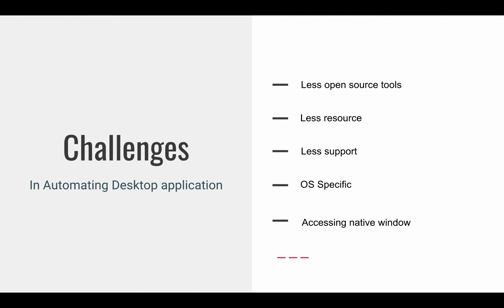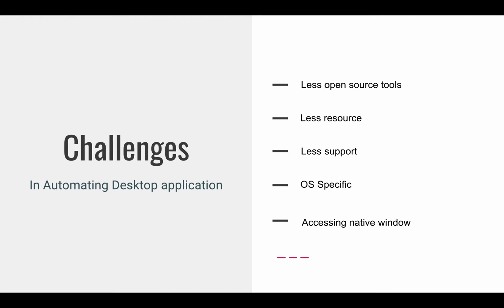And one more major challenge is accessing the native window. This is also a problem in web applications as well, but accessing a native window is one of the biggest problems while automating a desktop application. So these are the major challenges I would say in automating a desktop application.